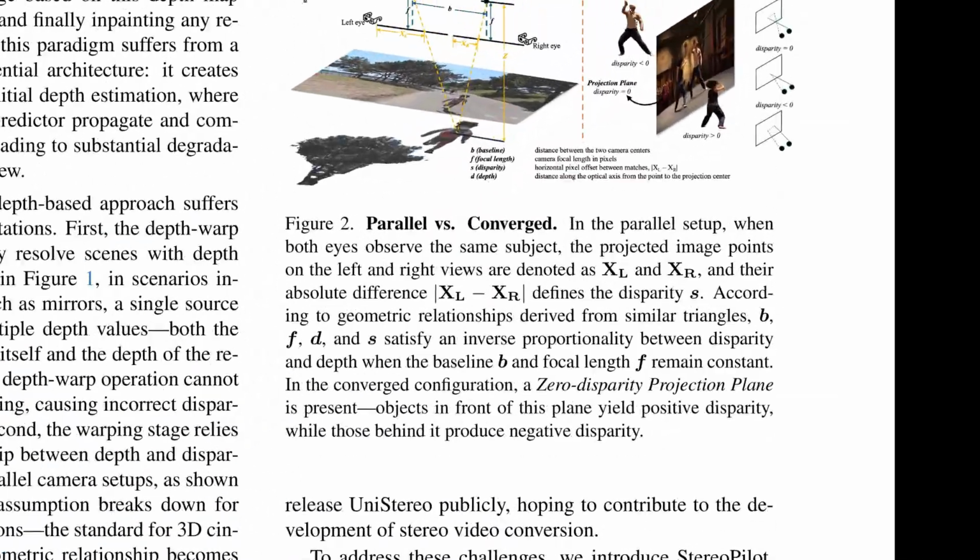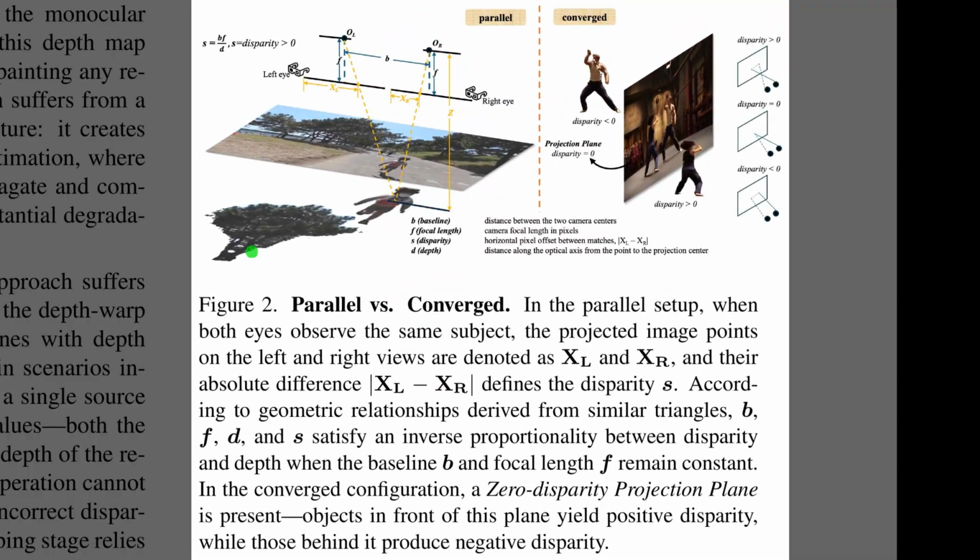Figure 2 shows why stereo geometry is not one size fits all, so a depth warp shortcut can break depending on the camera setup. The full graphic contrasts parallel and converged stereo, and disparity means the left-right pixel shift that creates the 3D effect. In the left parallel diagram, disparity stays positive and follows a simple inverse relationship with depth. On the right converged diagram, a zero disparity projection plane appears, so disparity can be positive or negative.